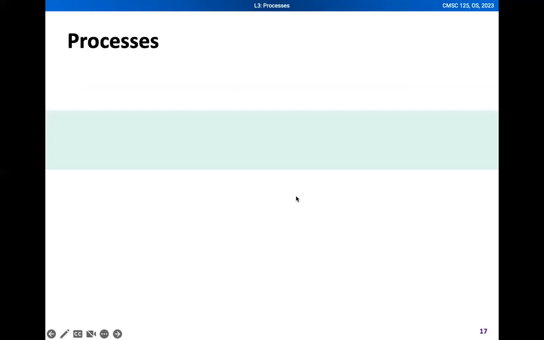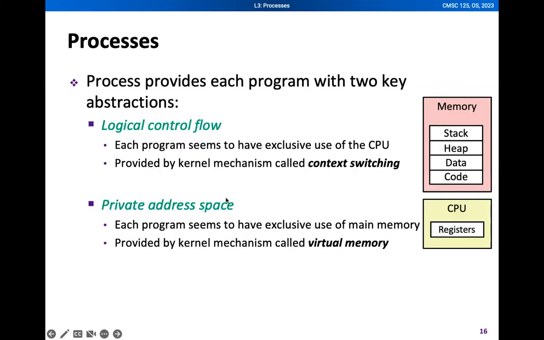Another abstraction is the private address space. It appears to the user that each program has exclusive use of the memory, but in reality, there are different programs that are being stored or allocated in memory. This is also provided by the kernel, through the mechanism called virtual memory. Let's discuss this one by one.